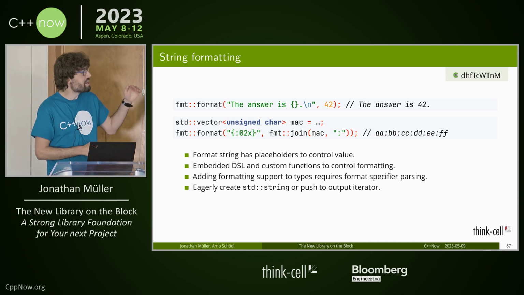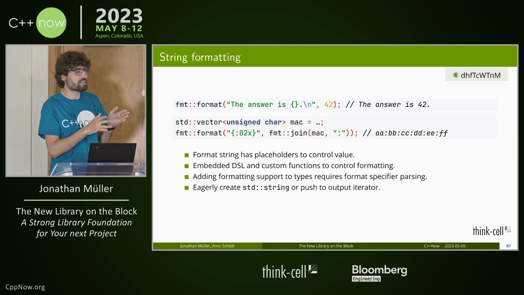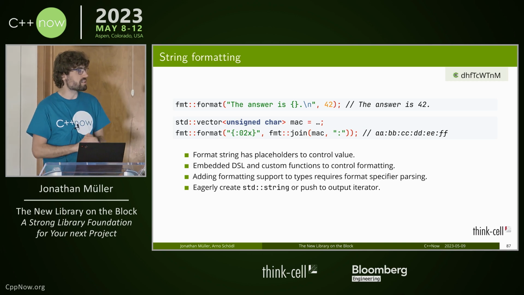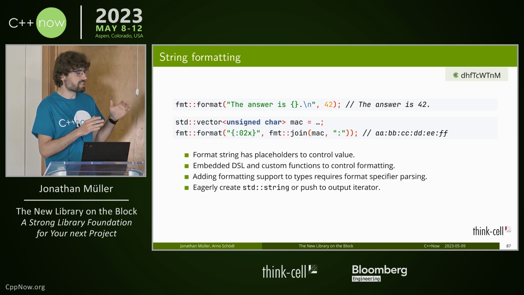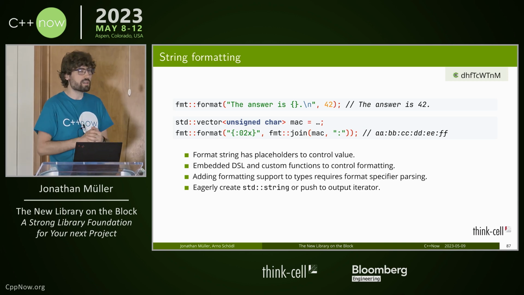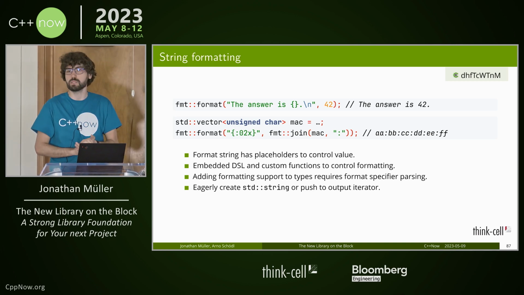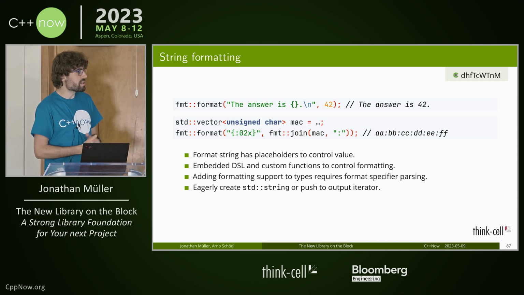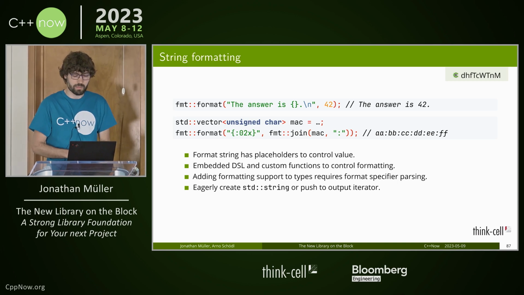Just copied that from your talk. So you do want to control the range, how it's formatted. You want to control it as a single thing with a colon as separator, and then format each individual element using 2x. And so we've got this mix of the embedded DSL and the custom functions to do the formatting. If you want to add formatting support for your own type, you need to figure out how many format specifiers you want, how to pass them, and add that logic. And the entire thing eagerly either creates a stored string or pushes it to an output iterator.